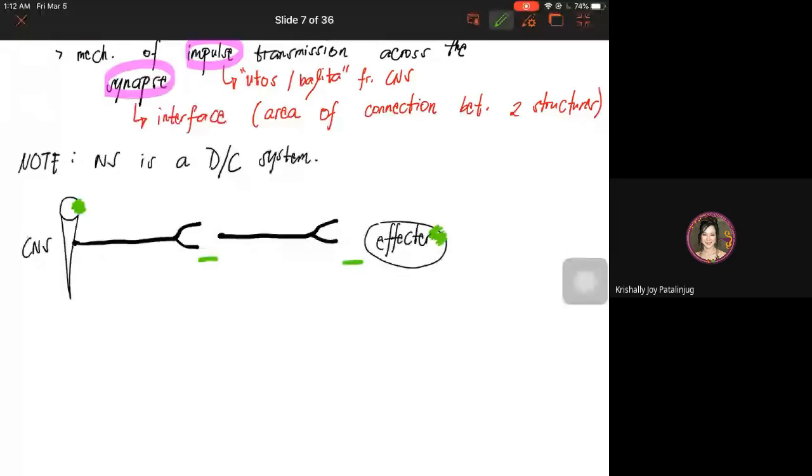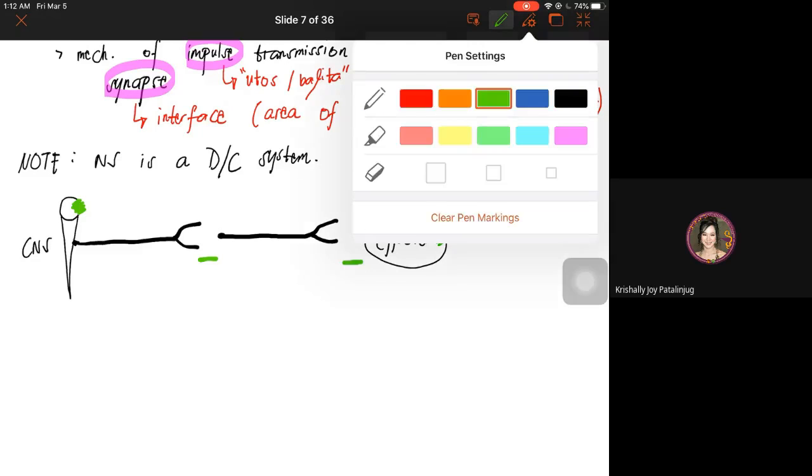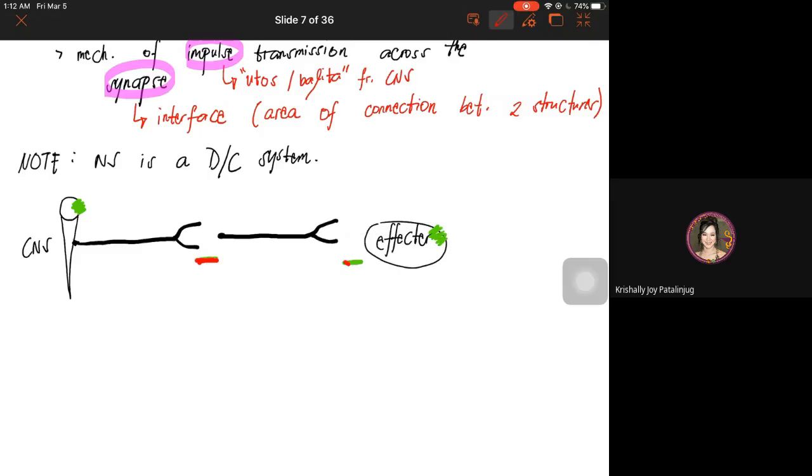Hindi continuous, hindi tuloy-tuloy. Okay? Yung neurons that connects the CNS to the effector cell. Kasi nga, may presence of gaps. Di ba? Ito, may mga spaces in between. And ang tawag po dyan sa mga spaces, or sa mga gaps na ito are synapse. Ito yung synapse. Okay? Synapse. That is why nervous system is said to be a discontinuous system.